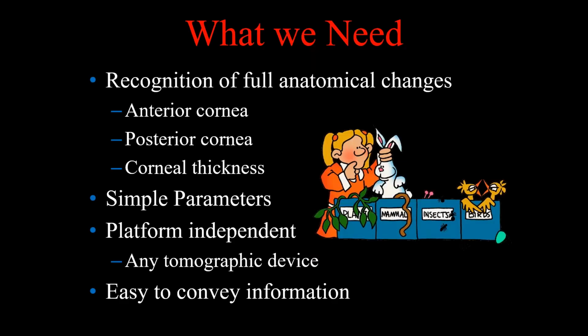So what we needed, and again, this was stated in that global consensus, is a classification or staging that recognizes all the anatomical layers. That means the anterior surface, the posterior surface, and corneal thickness. We needed parameters that were relatively simple, and I put here platform independent, which really means it works with any tomographic device. Obviously, you can't do this on a Placido system because Placidos don't measure the posterior surface. And the information should be relatively easy to convey.